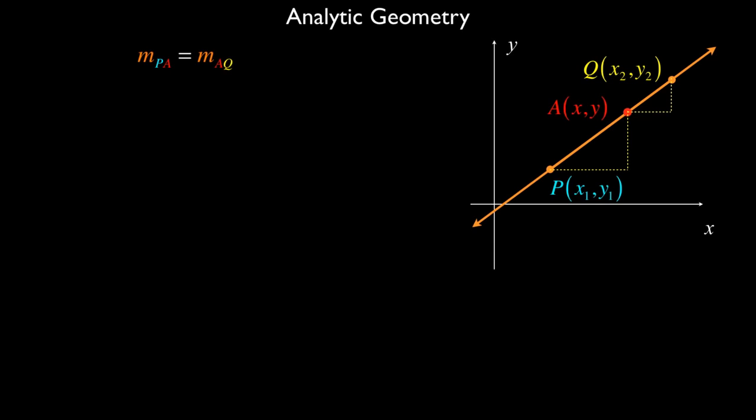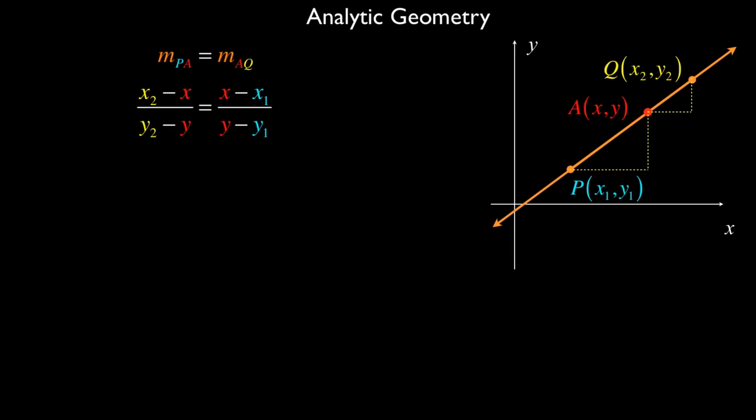Well, that being said, if I substitute for the slope of PA and the slope of AQ, I get the following expression: x2 minus x over y2 minus y is equal to x minus x1 over y minus y1. Now, the next step involves a little bit of algebra, but it's not too bad. I'm going to cross multiply these two ratios, and that will look something like this. I'll multiply x2 minus x1 times y minus y1 and say that that has to be equal to x minus x1 times y2 minus y.